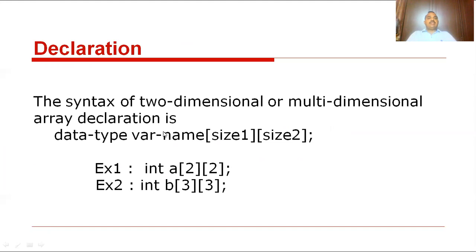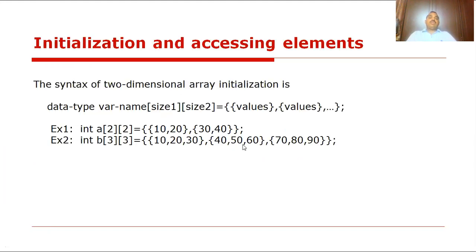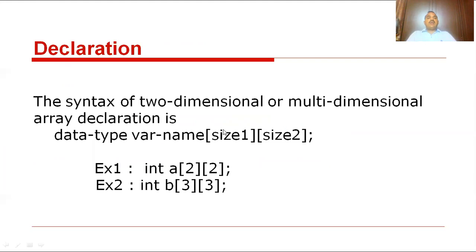The general syntax here: data type, variable name, size 1 and size 2. Size 1 represents rows, size 2 represents columns. Example: integer a of 2, 2, a two-dimensional array with 2 rows and 2 columns. Integer b of 3, 3. B is a two-dimensional array. How many rows and how many columns? 3 rows and 3 columns.